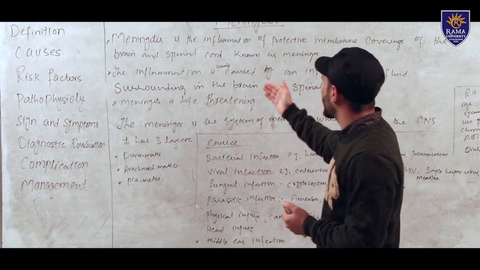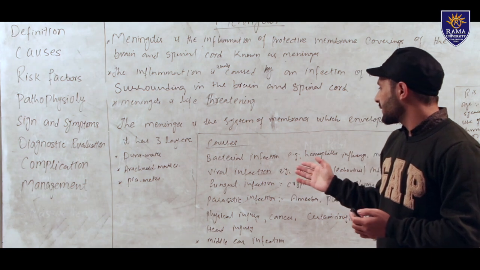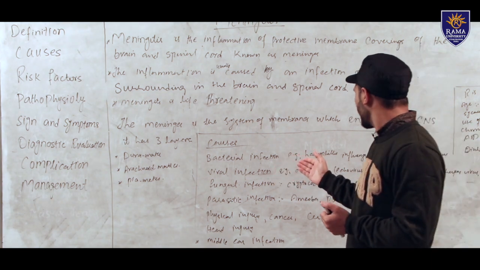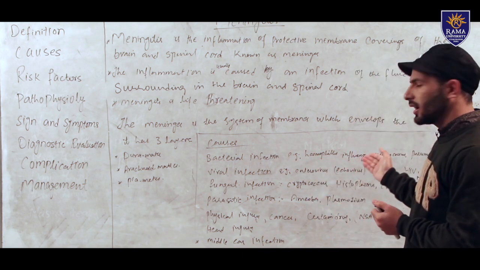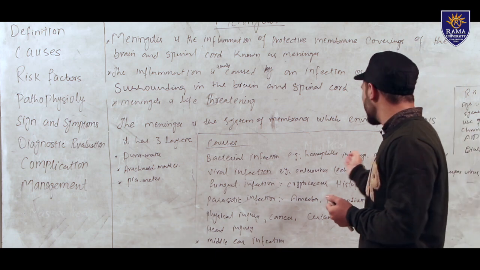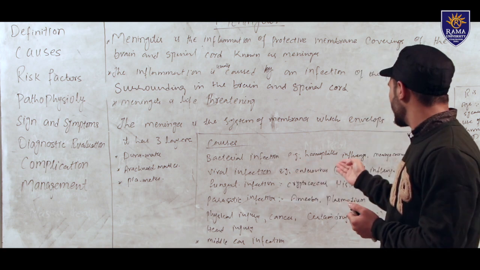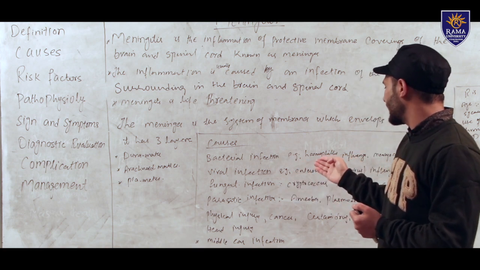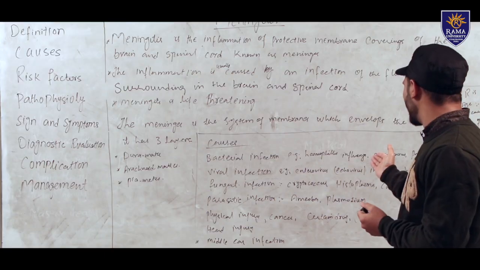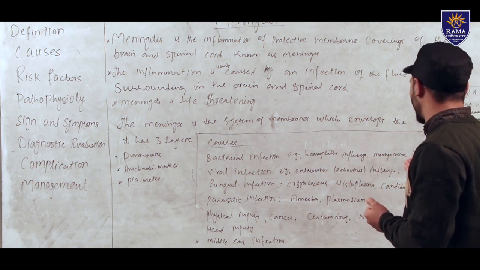Next, move to the causes. The first cause is bacterial infection. The agents that cause bacterial infection are Haemophilus influenzae, meningococcus and pneumococcus. Next is viral infection. The organisms that cause viral infections are enteroviruses like echovirus, influenza, HIV, and herpes simplex virus.